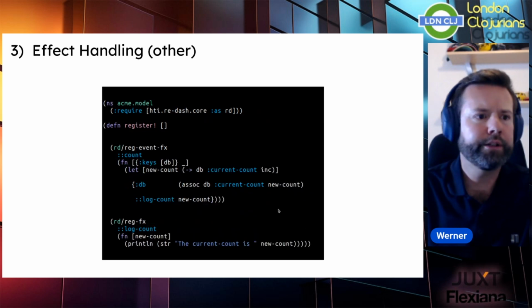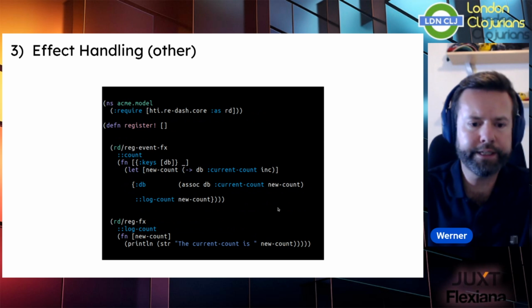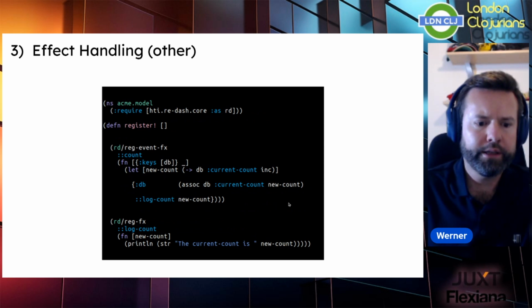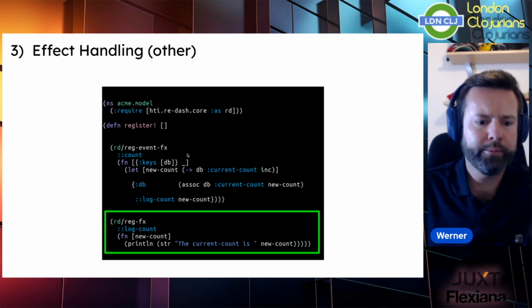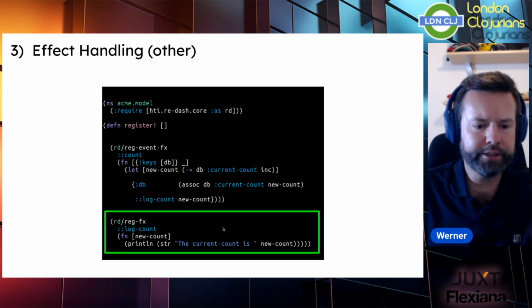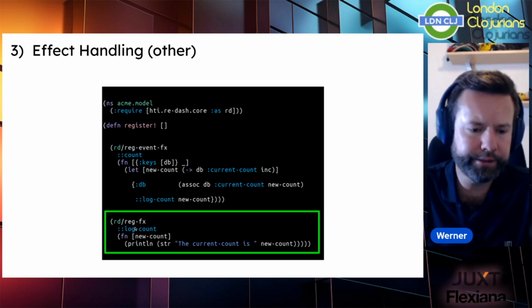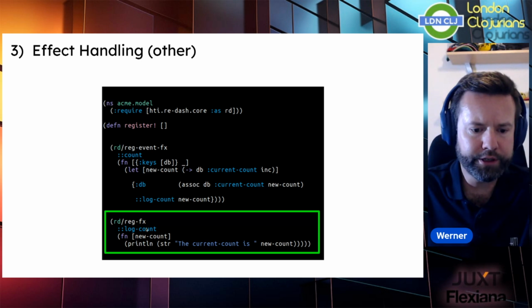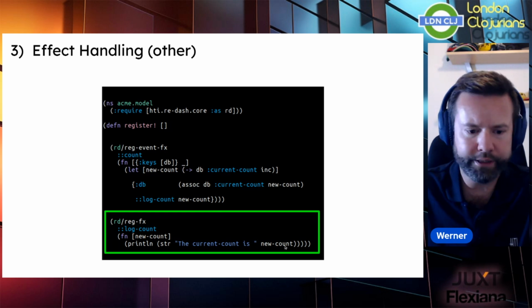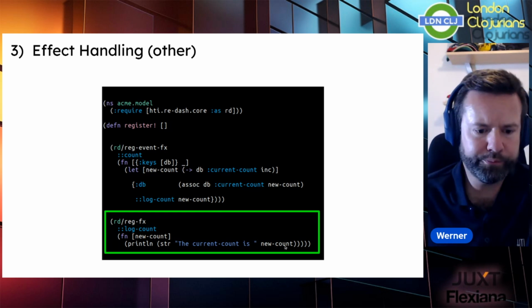So if we look at the third domino, which is our effect handling, here we still have our same event above, but now we've registered an effect as well using the reg-fx function in Redash, and we've called it log-count, like we've seen in the previous slide. This handler function gets provided the new-count argument from our event handler, and we can do whatever side effect is necessary, in this case, just printing it out.